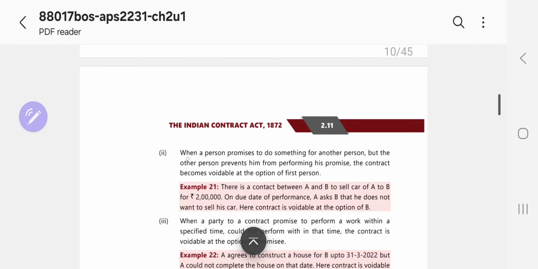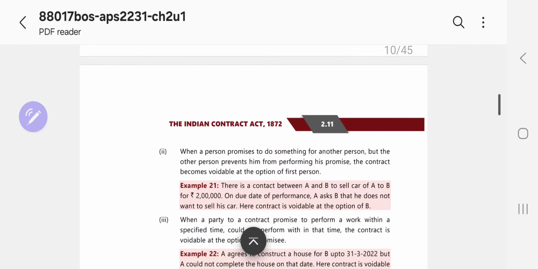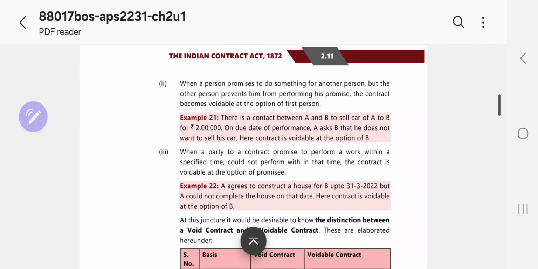Now coming to the second thing, when a person promises to do something for another person but the other person prevents him from performing his promise, the contract becomes voidable at the option of the first person. When one person is promising to do something for another person, but the other person is prohibiting or making it so that the first party is unable to perform his obligation, then this contract becomes voidable at the option of the first party.